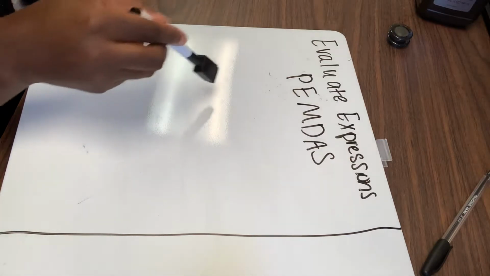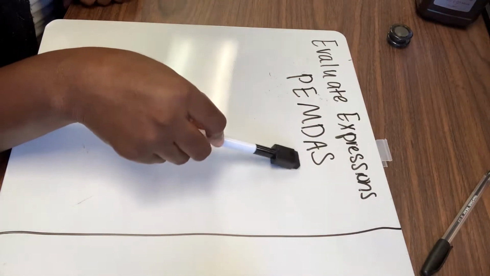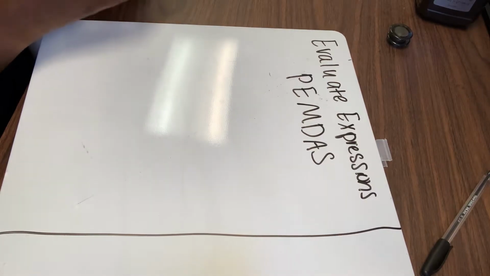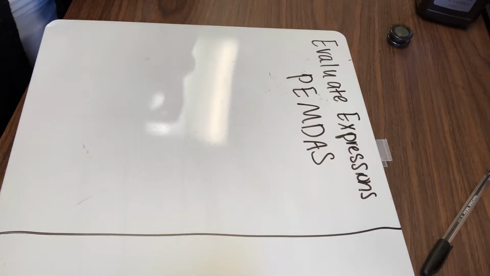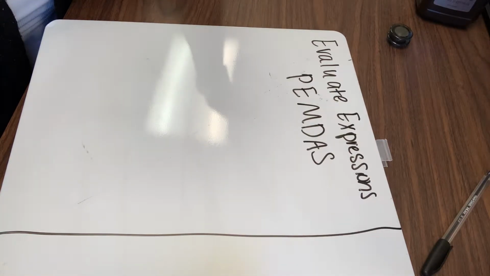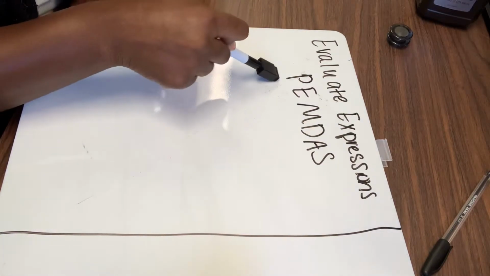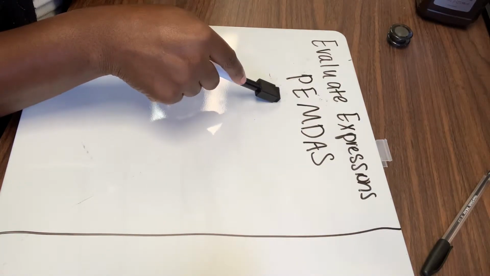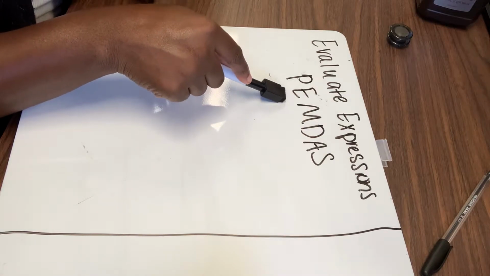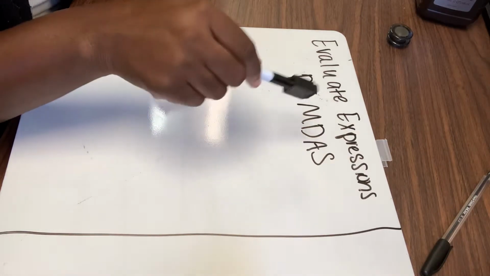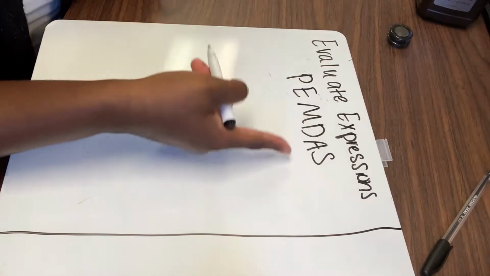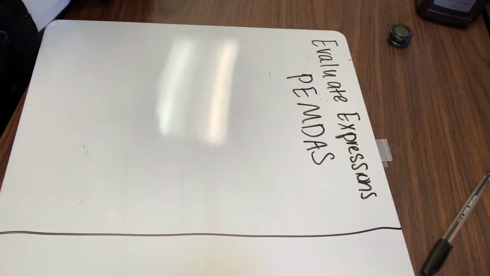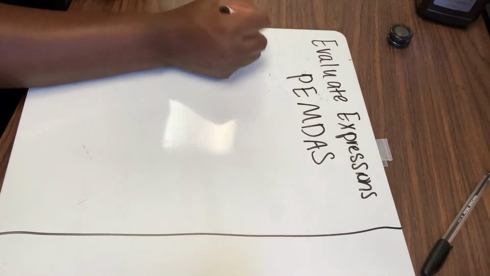So, as you guys know, we have please excuse my dear Aunt Sally. Now, if you don't know, this is an order of operations method that helps you evaluate the expressions the proper way. So the P stands for parentheses, the E stands for exponents, the M stands for multiplication, the D is division, then you have adding and subtracting. So this just basically shows you the order in which you're supposed to solve your problems. So let's do an example.